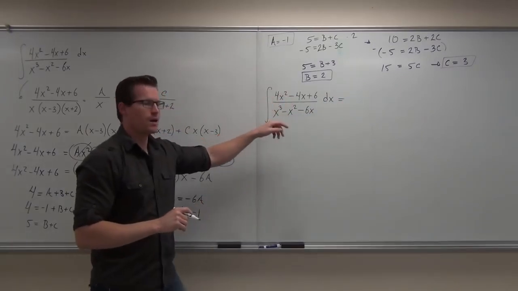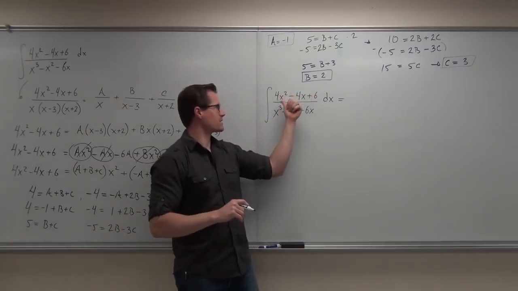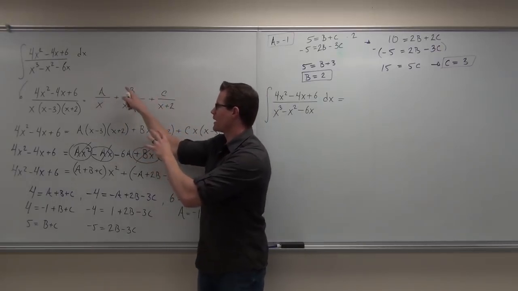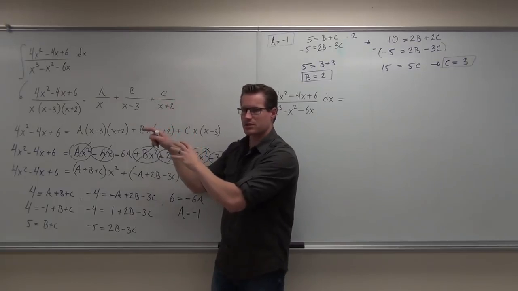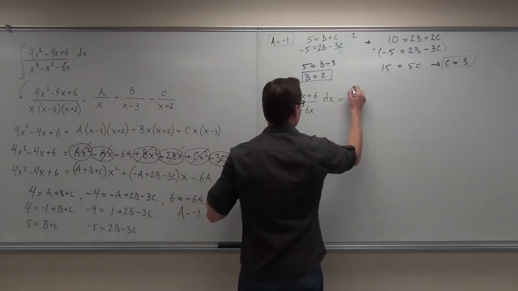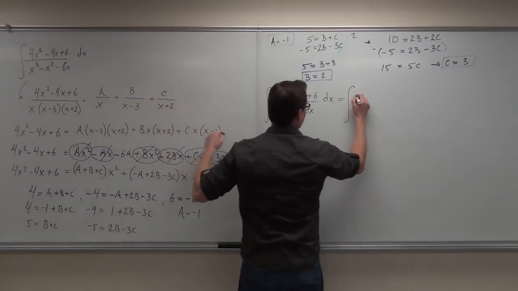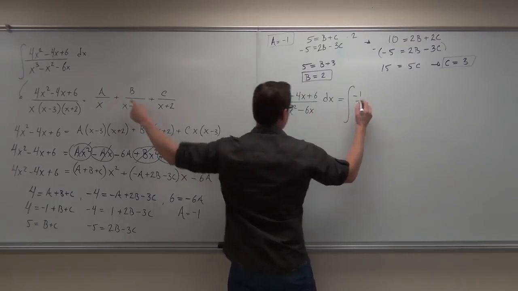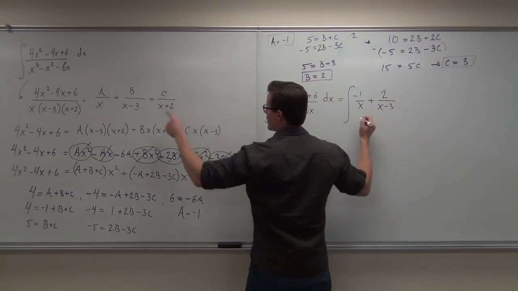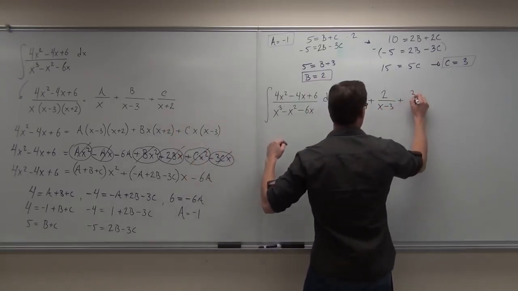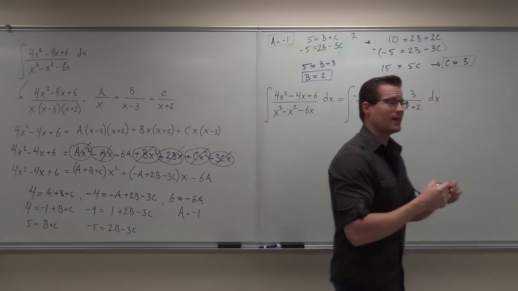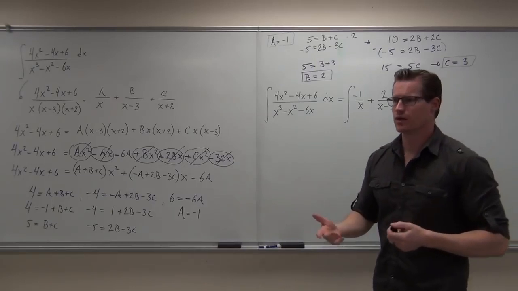Our original integral, because our degree here is less than our degree here, it meant that I could do this. Because I did this, and now I found out my coefficients, check this out, this is the awesome part. Now this integral becomes, hey, how much is our a? Negative 1, so negative 1 over x. Plus, how much is our b? 2, 2 over x minus 3. How much is our c? 3. Plus 3 over x plus 2 dx. If you can make that jump, you understand how to do integration by partial fractions.